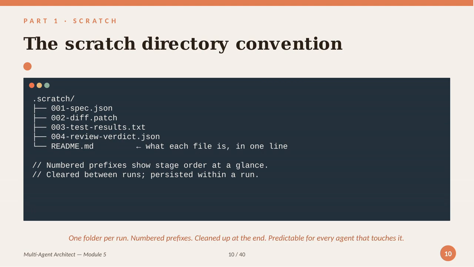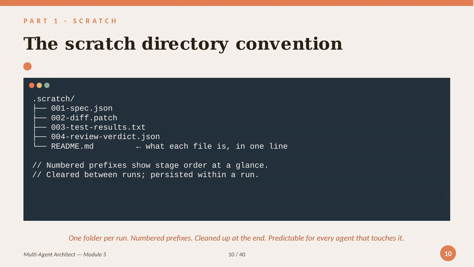The scratch directory convention. The discipline that makes file-based state actually work. One folder per run. Put it at .scratch in the working directory. Numbered prefixes on every file. 001 for stage 1's output, 002 for stage 2, and so on. The numbers show stage order at a glance, even 6 months later when you've forgotten what the system did.